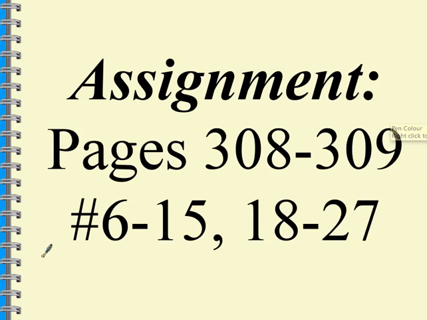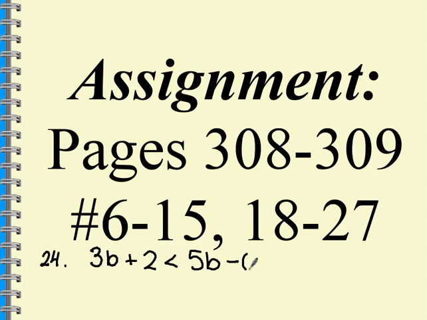Now on problem 24, this is what they give you. They give you that 3b plus 2 is less than 5b minus 6 which is less than or equal to 2b plus 9. Now, in this case, since you have variables on all three parts of the inequality, you're going to solve this a little different. You're actually going to split this apart into two separate inequalities. And this is how you're going to do it.